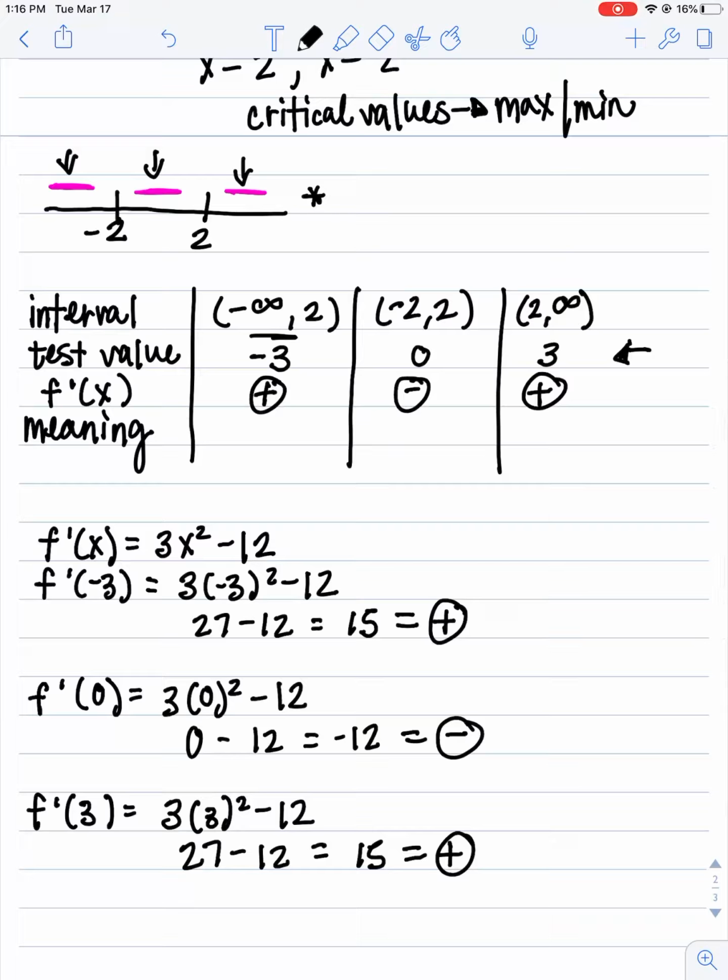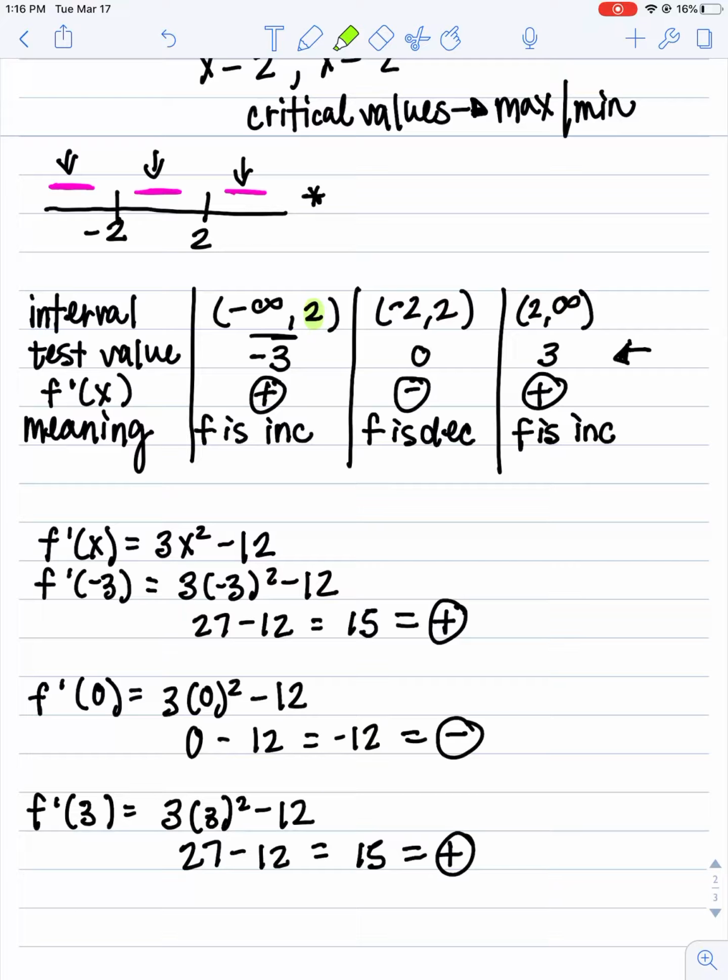Because now, what the heck does this mean? If the first derivative is positive, then f is increasing. And if the first derivative is negative, then f is decreasing. So take a look at those.